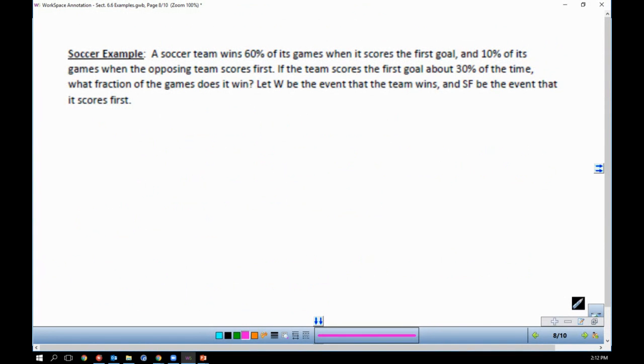So now we have a soccer example. A soccer team wins 60% of its games when it scores the first goal, 10% of its games when the opponent scores the first goal. If the team scores the first goal about 30% of the time, what fraction of the games does it win? So we're going to let W be the event that the team wins, and SF be the event that the team scores first.